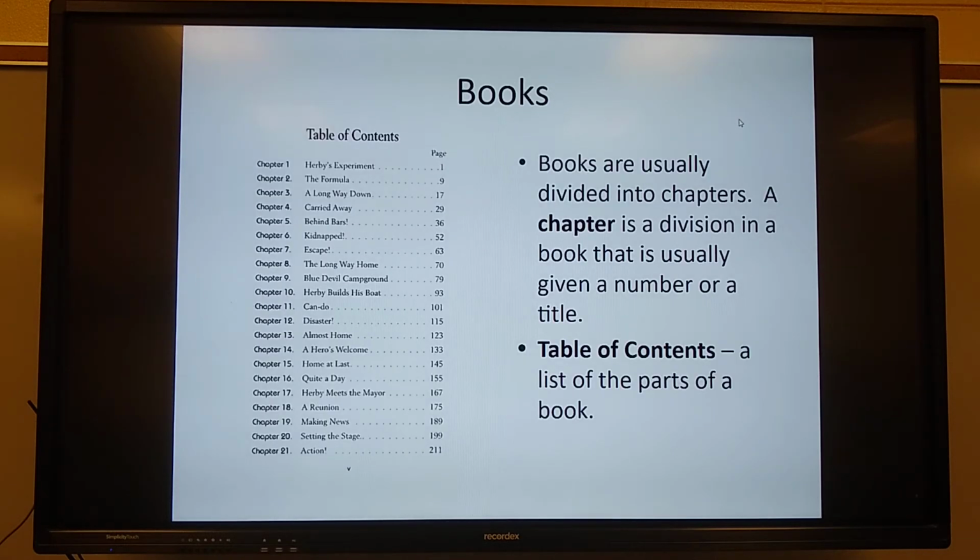First of all, let's talk about books. Books are usually divided into chapters. A chapter is a division or part of a book that is usually given a number or a title. The table of contents is a list of the parts of a book. Now you're going to have to be able to tell me what a chapter is and what the table of contents are on your test.